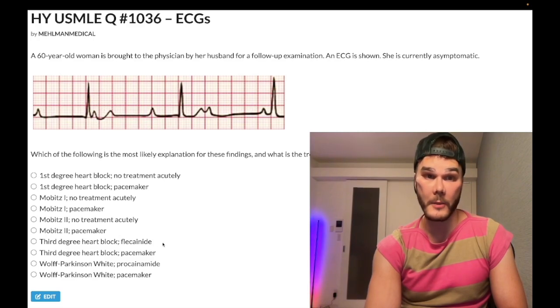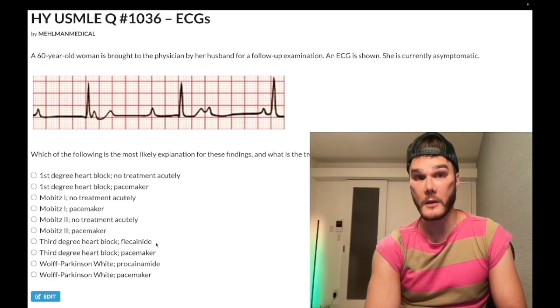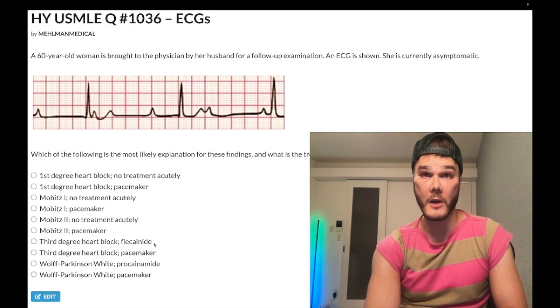Flecainide was just thrown in randomly to be annoying. Flecainide is a type 1C sodium channel blocker. That's first line rhythm control for atrial fibrillation patients who have no structural or coronary artery disease.